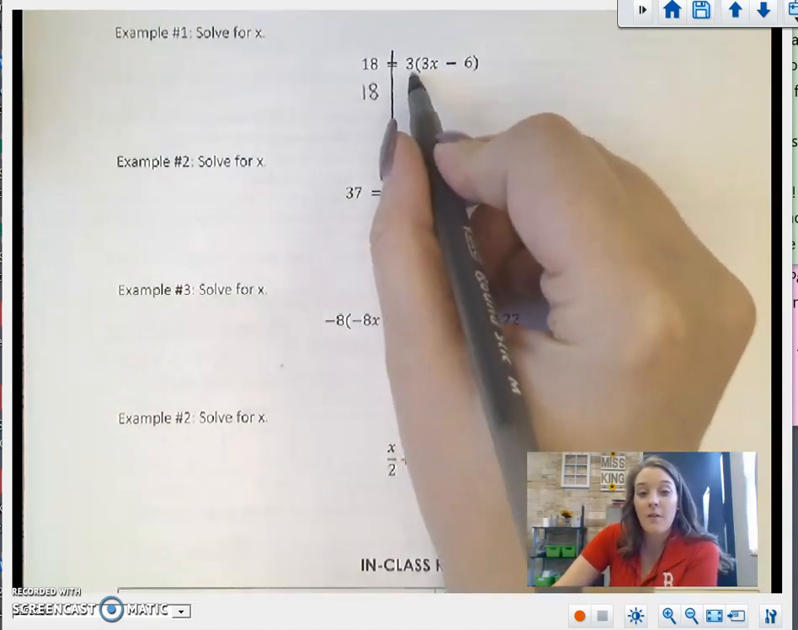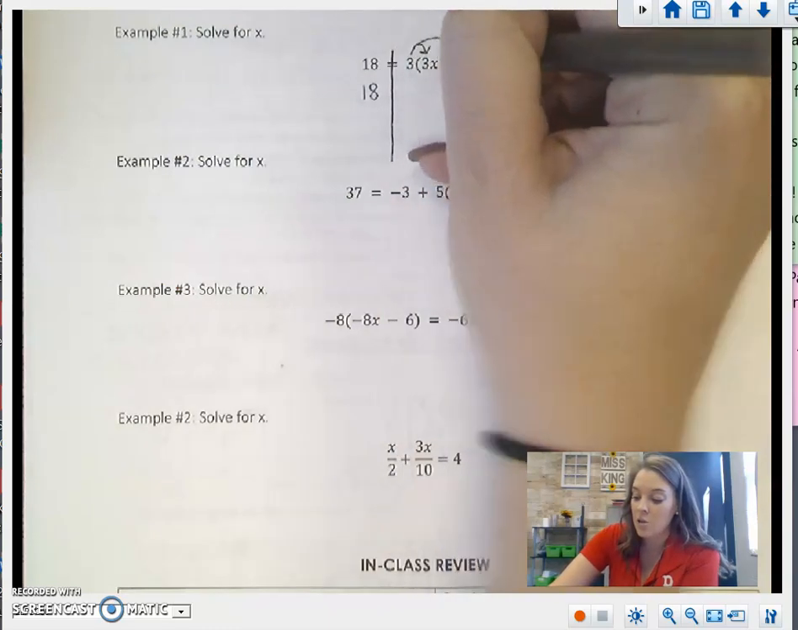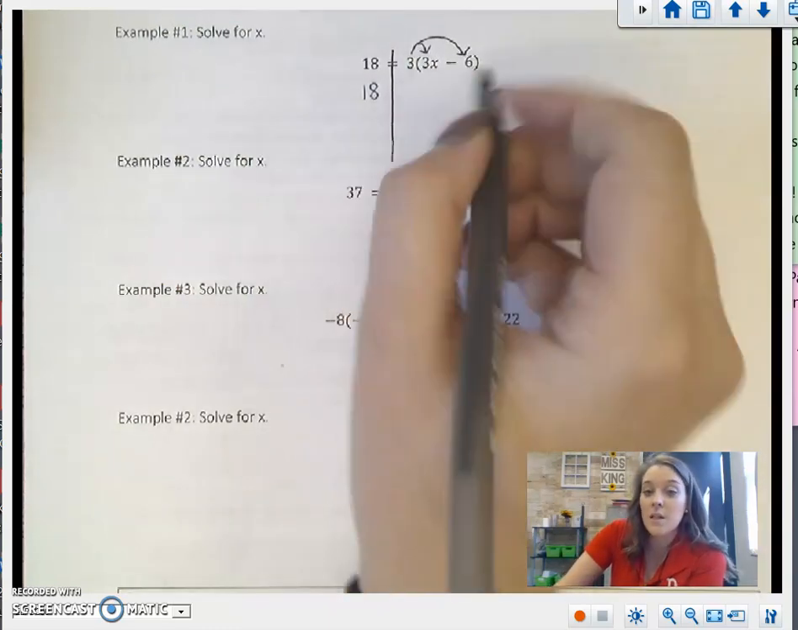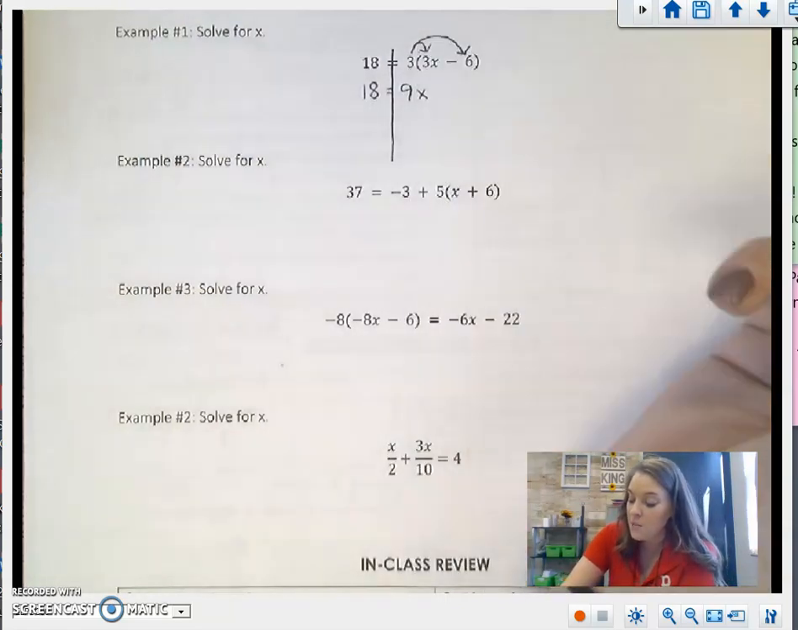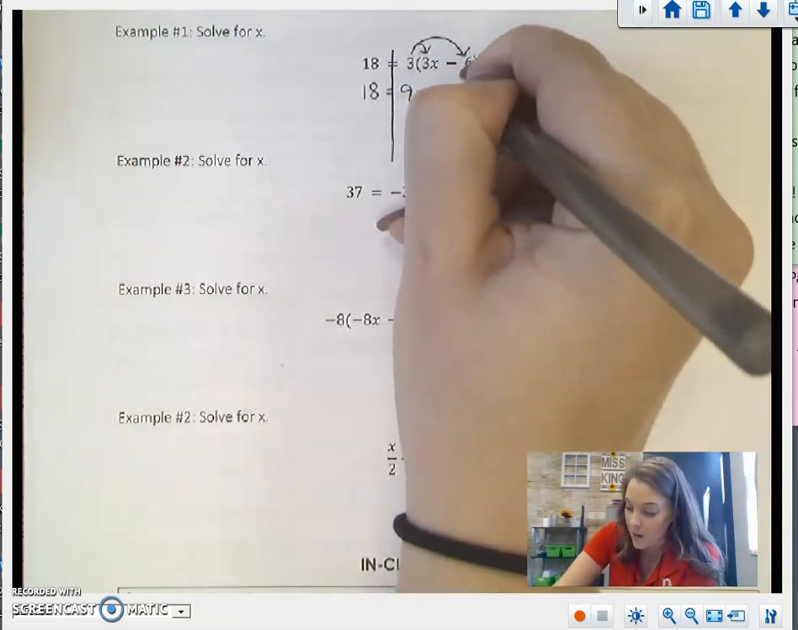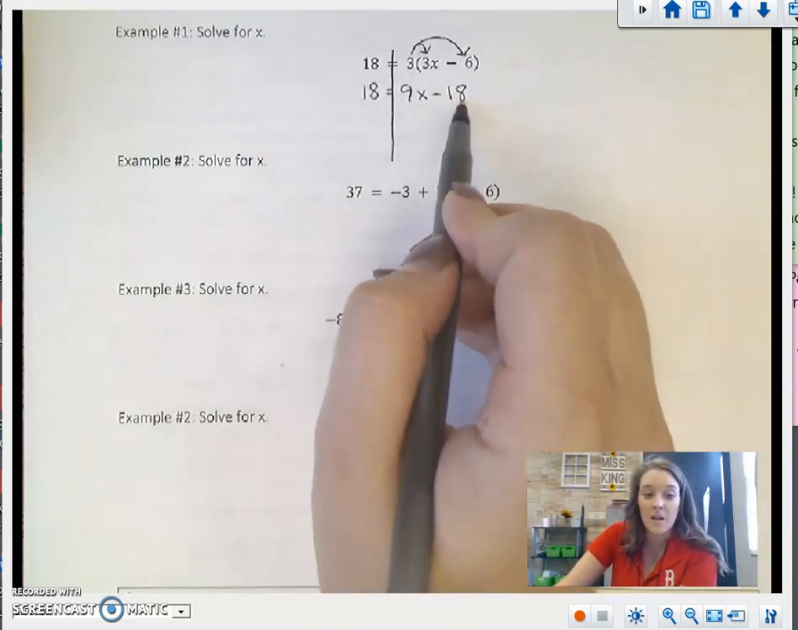Here I see that I have a number outside of my parentheses. Whenever that's the case, I know I could use the distributive property. So 3 times 3x is 9x. 3 times negative 6 is negative 18. So now I have 18 equals 9x minus 18.